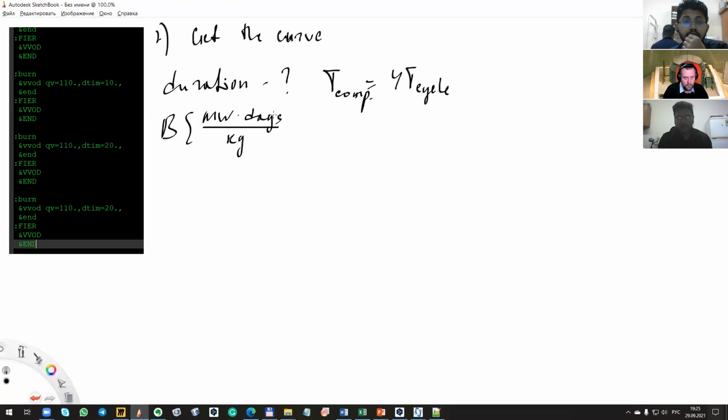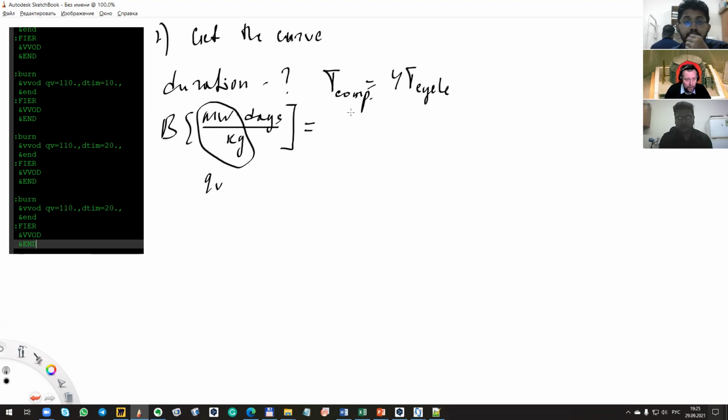Per kilogram. Megawatt per kilogram. It is a specific energy release by unit of mass. Actually, it depends on QV. It's a constant. But QV is actually from meters cubed, but it's the same. It's megawatts per kilogram. And the burn up, it's very easy.